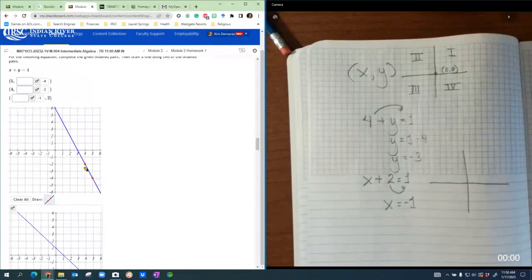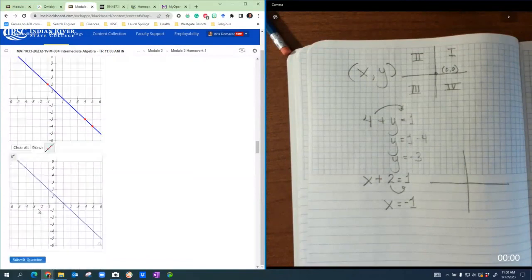And then you can graph the other one. It'd be +4, -3 is right here. You graph this one, -1, 2, it'd be right here. This is the other point of interest. But that's exactly what we have already here. Okay.